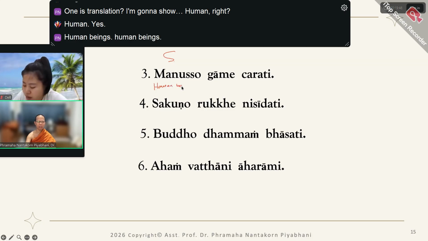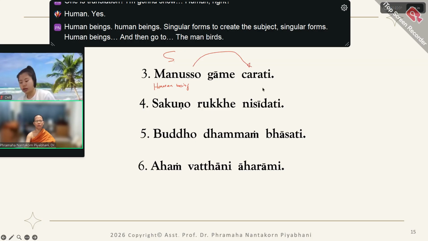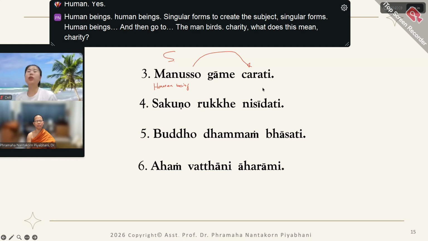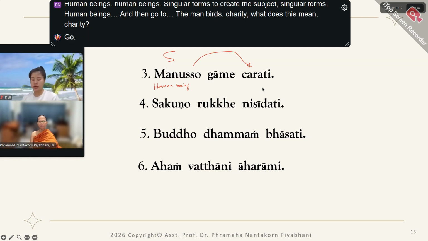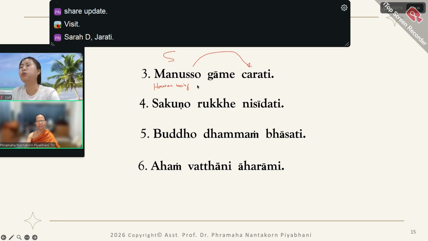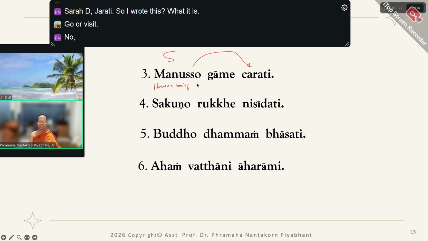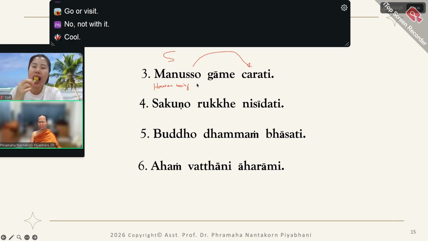Human beings. Singular forms, okay, the subject singular forms, human beings, and then go to the main verbs. Charati, what does this mean? Go. Charati, go, not visit.